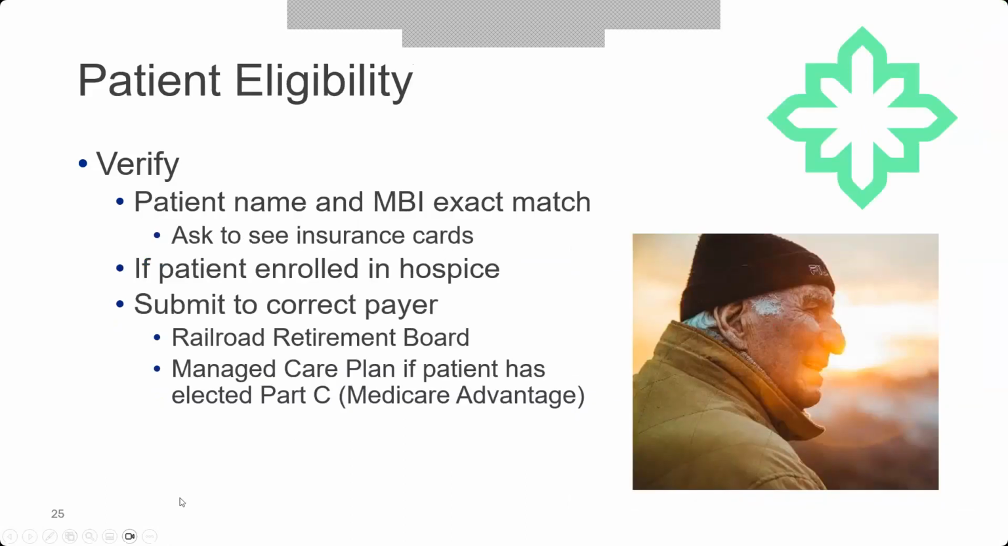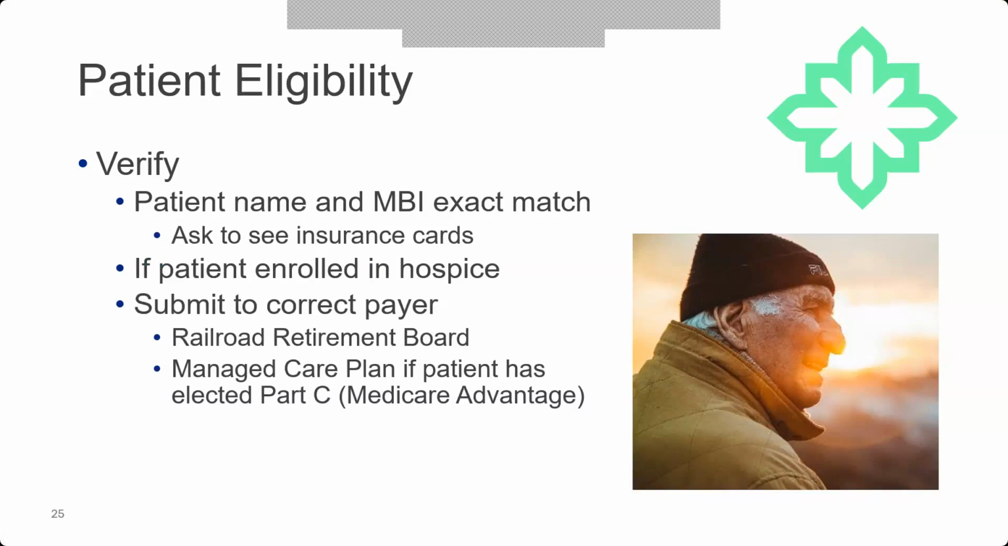Similarly, patient eligibility, you know, ask the patient, do you have more than one Medicare card? Sometimes they do because they hang on to some after they've made a change. You know, maybe they've moved from traditional Medicare over to Part C. Make certain that they're showing you everything they have. You know, look to see that card if it's a railroad retiree.